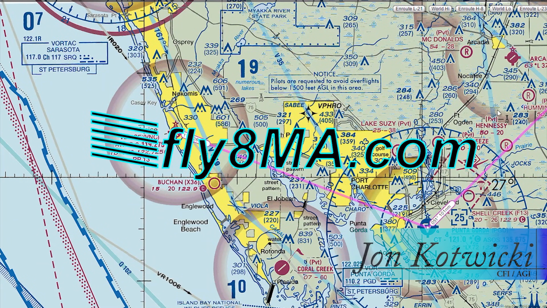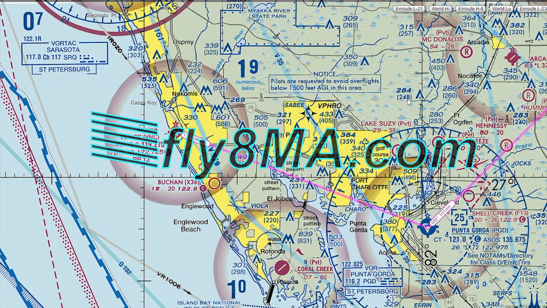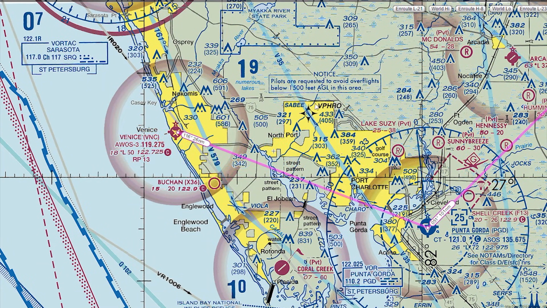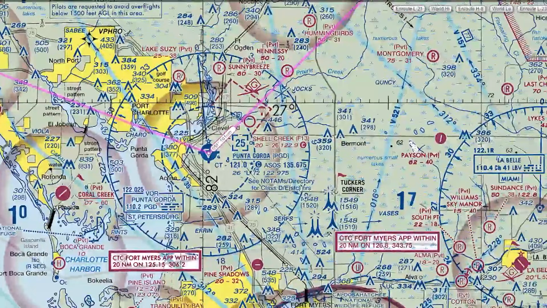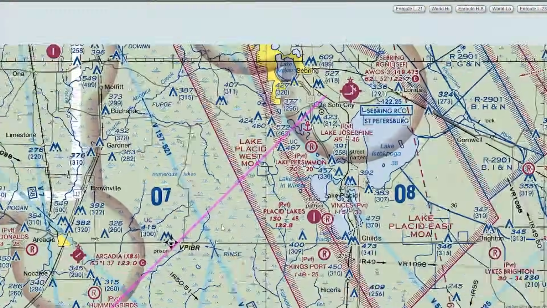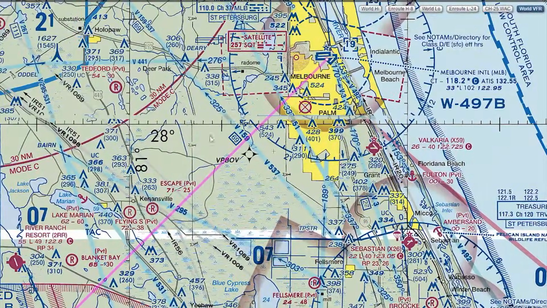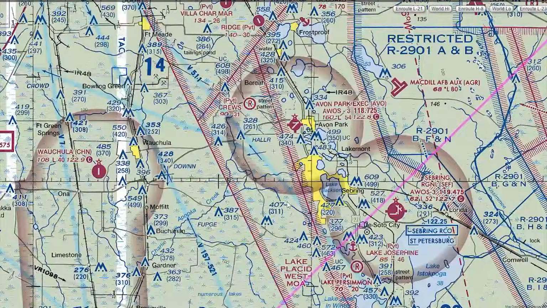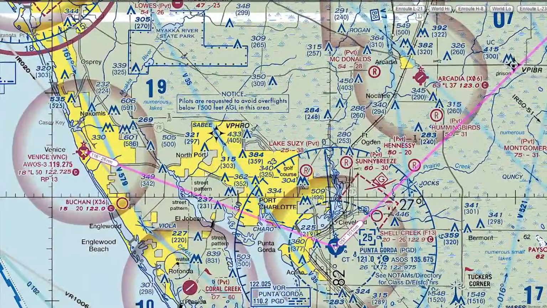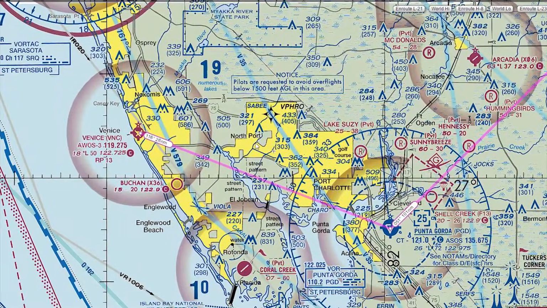Today we're going to be looking at a little pretend flight that we planned from Venice to Punta Gorda to the Melbourne airport. So we're going from a non-towered airport to a towered Class D airport, on up over to Melbourne airport, another Class D airport. And we're going to look at the sectional chart and all of the applicable things to our route of flight that we can find on this sectional chart.